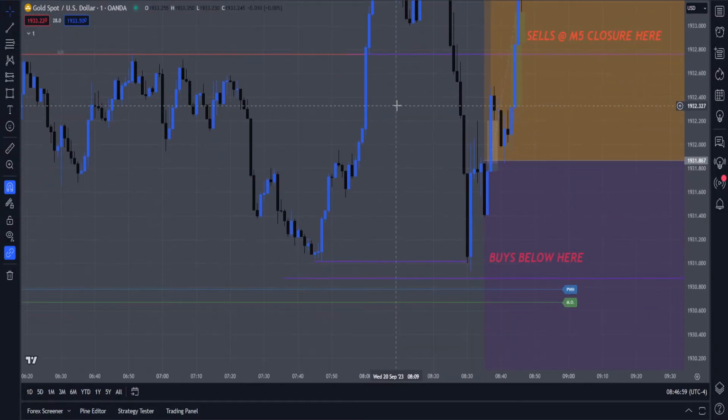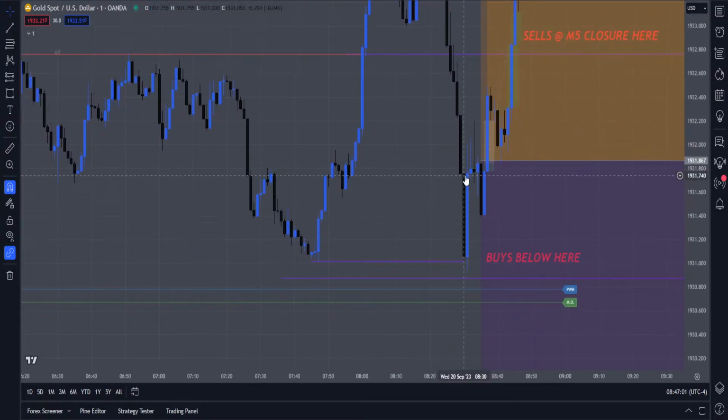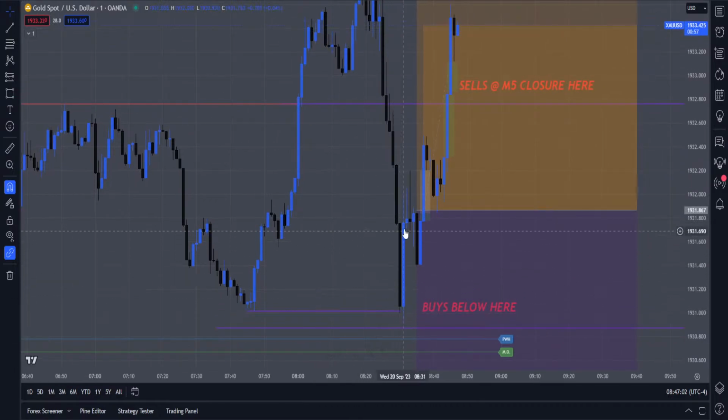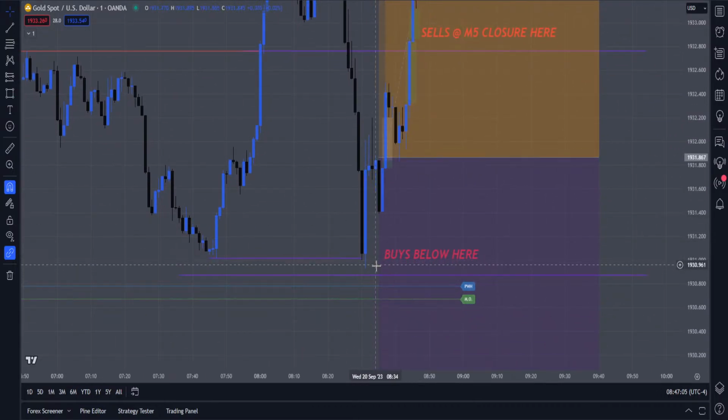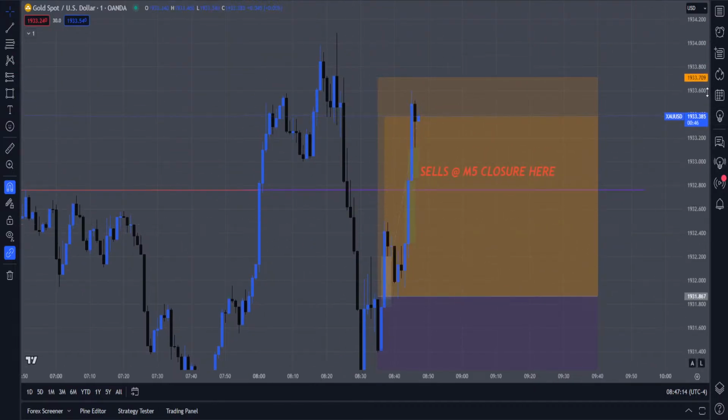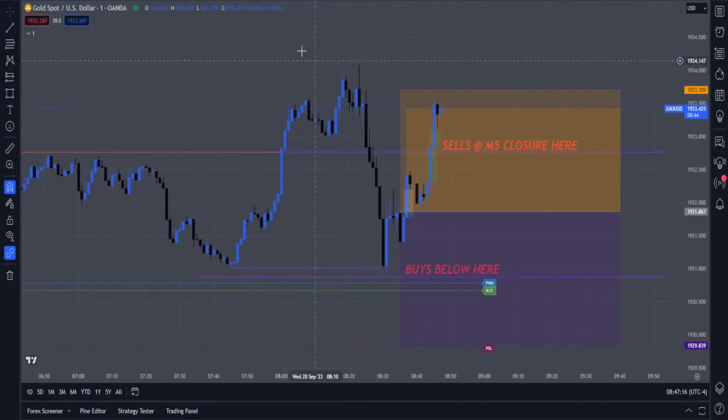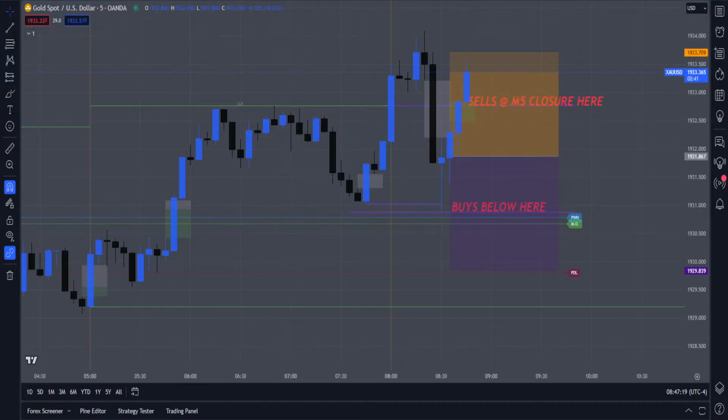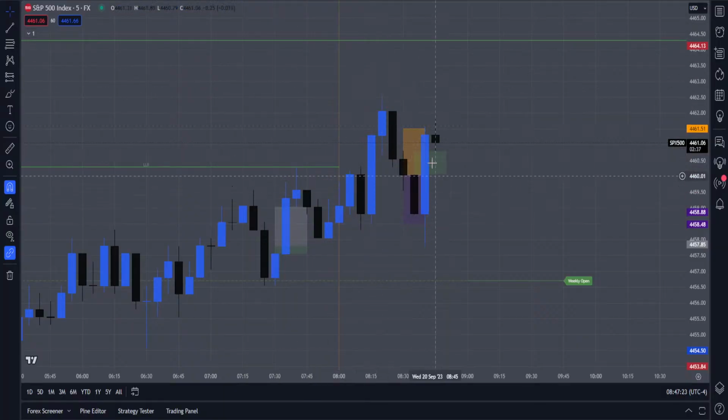On a 1-minute, we did have a nice buy trade right here, but this is not what we wanted. We wanted price to break these lows and close maybe a little bit below here before going up. So I got tagged out of a pretty small trade, nothing really big, but we'll see how it goes.